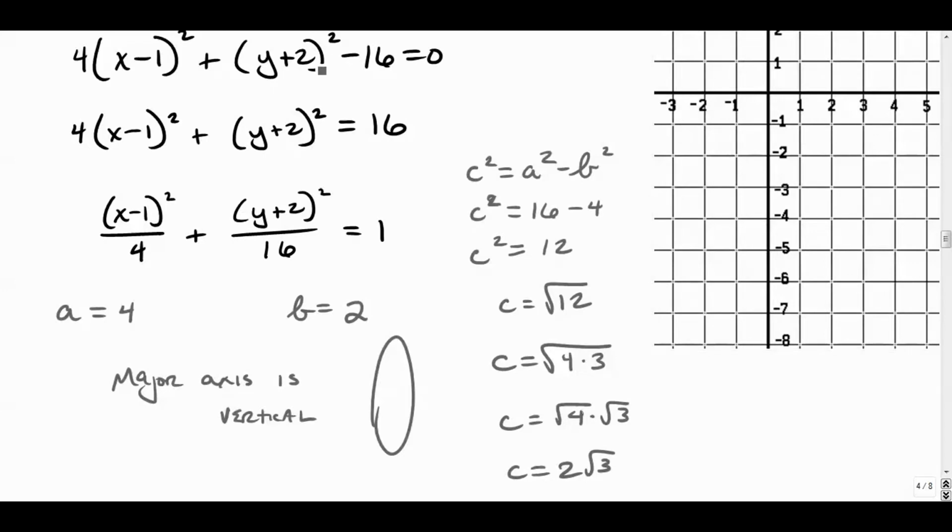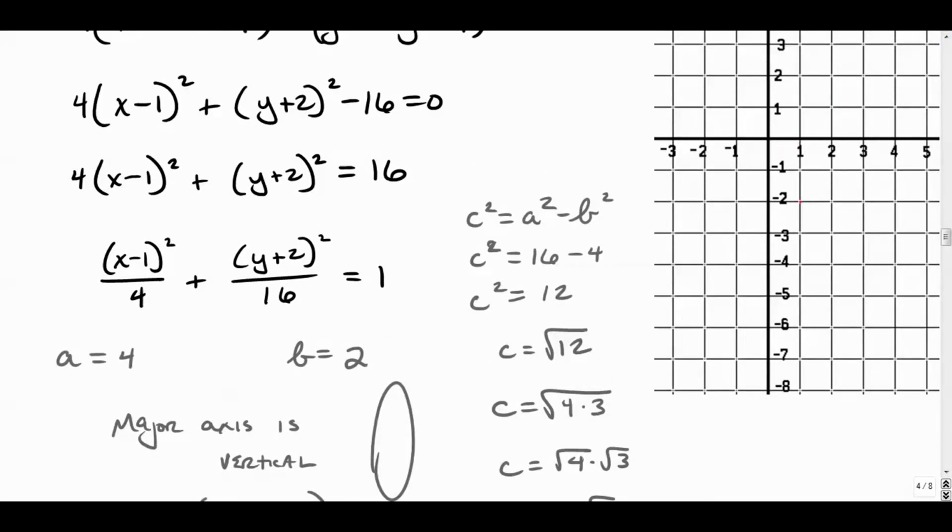And I think we're ready to go. Oh, the center. Yeah, the center is probably the best place to start. The center is positive 1, negative 2. Positive 1 and negative 2, I'll put that in red. Positive 1, negative 2, right there.